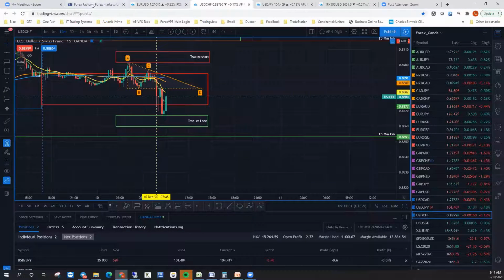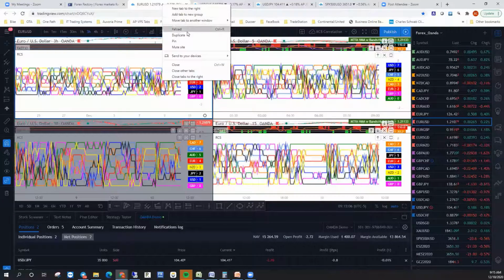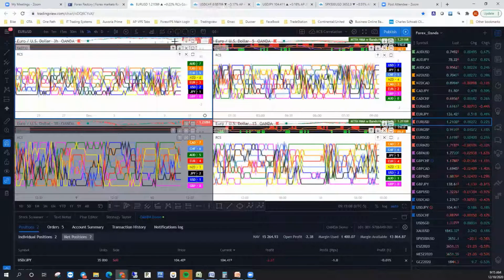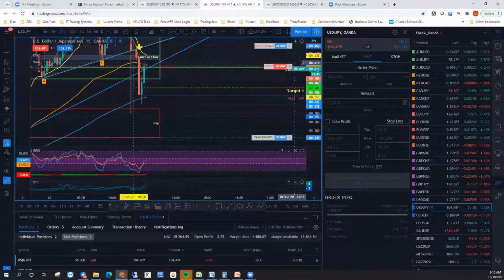Let's see where this one is, oops, wrong one. What happened to my Euro US? USJPY? Oh, no, I think I said goodbye to it, I guess. Oh, it's US yen. That's what we were looking at.